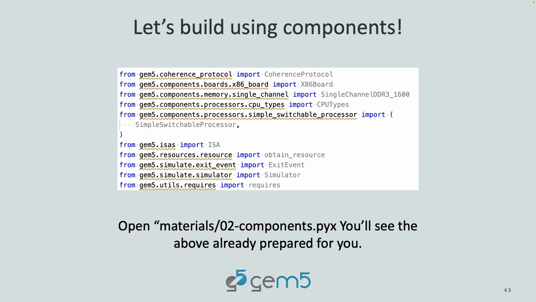So this should be materials 02 components, and that'll just have, oh yes? So a standard library is a collection of some objects linked together? It's more like, well, yes. A component will often be at least one SimObject, or normally many SimObjects, clustered together in a logical way with an API that makes it easier to handle.